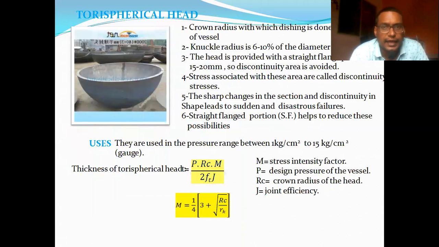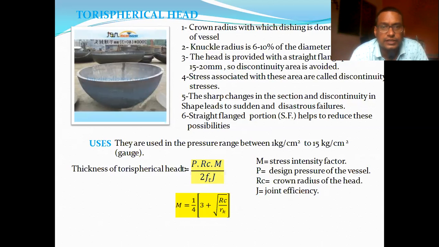That means RK is only 6 to 10% of the vessel diameter. However, the RC, crown radius, is 80 to 100% of the vessel diameter. And the straight flange portion is around 15 to 20 millimeter. This straight flange portion is for connecting the head and the vessel.